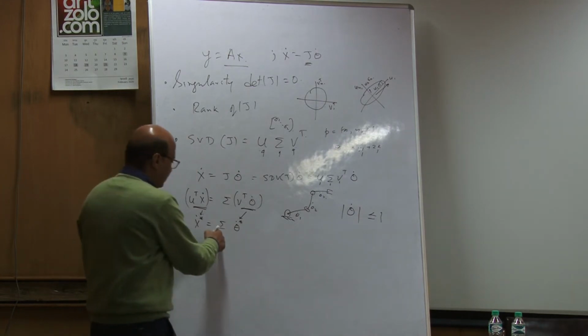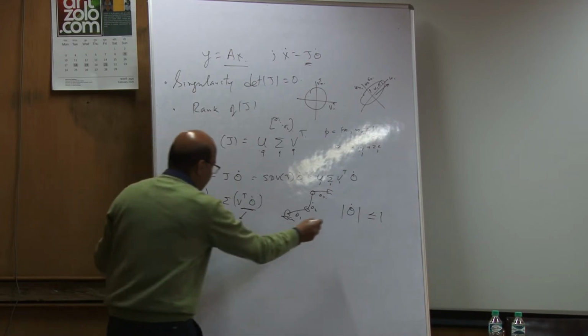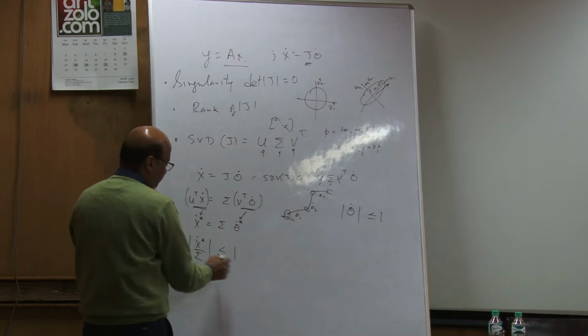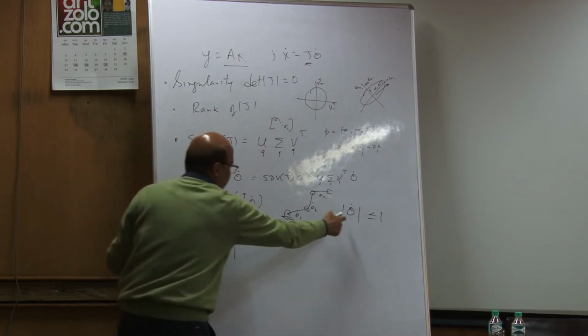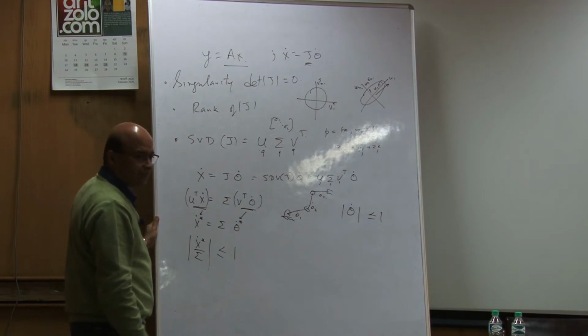Right, so here I'm writing. What I'm doing is bringing sigma this side, x. So the mod of this is that. So I'm writing theta dot hash divided by sigma, and the mod of this is less than or equal to 1. So theta dot is equal to this one, so it's less than or equal to 1. Have you followed the logic?